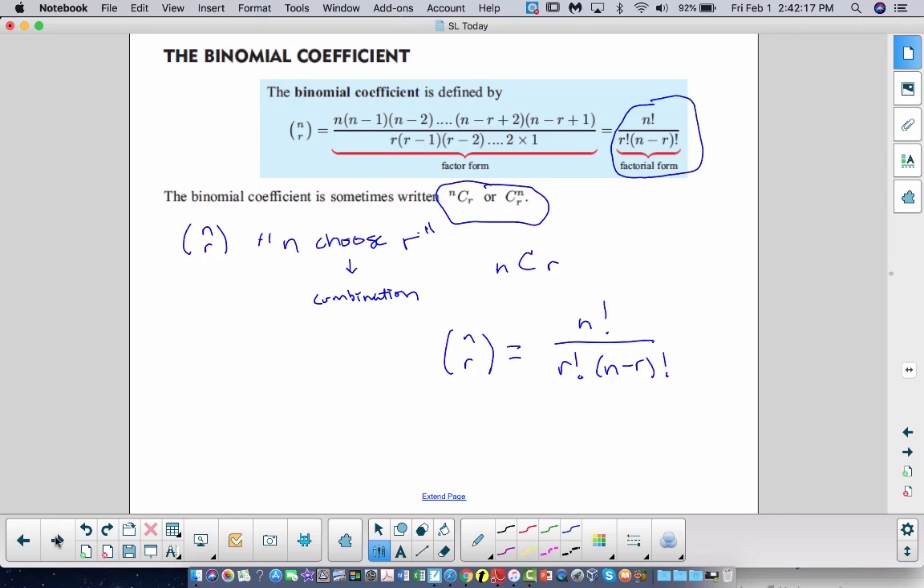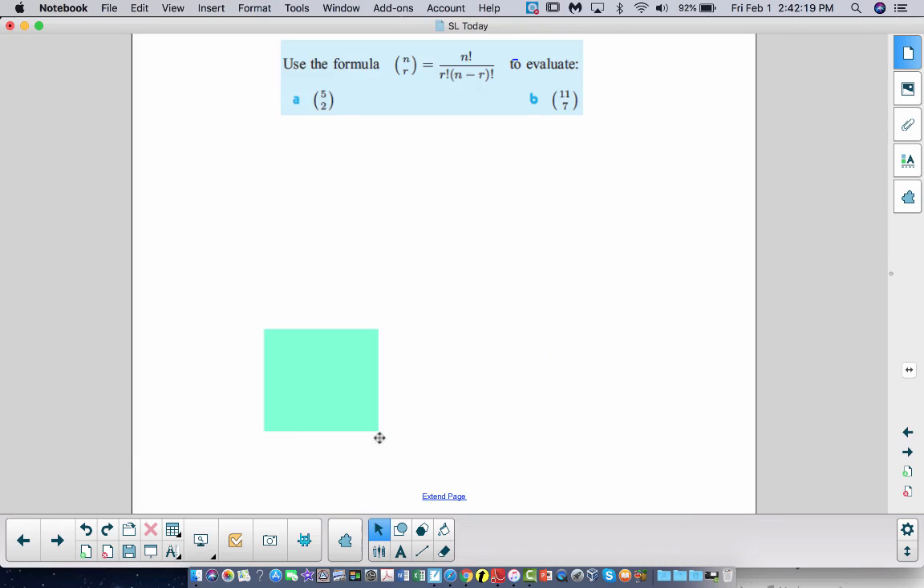And I'll explain the choose thing right now. So let's say I had the 5 letters A, B, C, D, E, and I was going to arrange them in as many groups of 2 as possible.